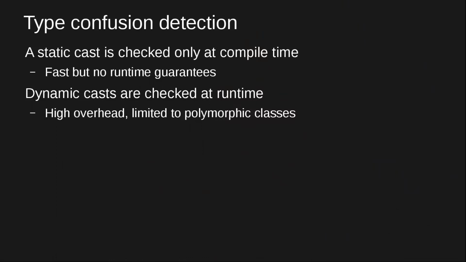On the other hand, we have dynamic casts that are checked at runtime, which result in high overhead and are limited to polymorphic classes. Polymorphic classes are the classes that have virtual functions in them. Why are dynamic casts limited to polymorphic classes? Well, we need a way to identify the type of an individual object, and the vtable pointer is such an identifying field.